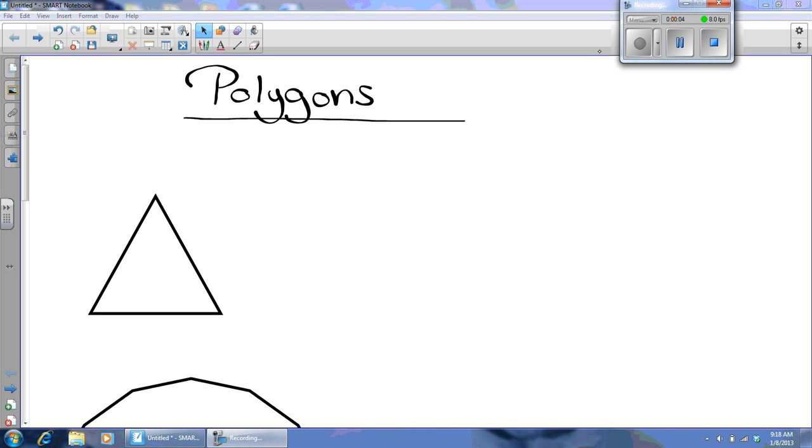Pre-algebra students, Mr. Lawrence here, and we're going to continue our exploration of polygons. This is going to be kind of like a review, but there's going to be some new material in here as well. First of all, let's get started. We are going to name this polygon. Remember, we name it by the number of sides, and there are 1, 2, 3 sides. So the name is, of course, a triangle, right?